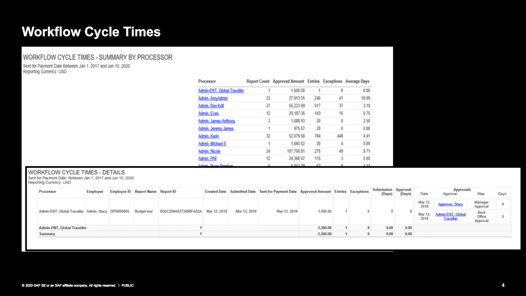If we go a little bit further to the right, we're going to see when that report was created, the submitted date, when it was sent for payment, and then we're also going to see the approved amount, the number of entries within that report, the number of exceptions, and then we'll see the submission days, which means that's the time that it took for the report to be created to the time it was submitted, as well as how long it took to approve, the approval days. Now, if we go a little bit further to the right, we're also going to see that information for the approvals as well. So again, this gives us a great amount of information as we review the major workflow steps within this report.